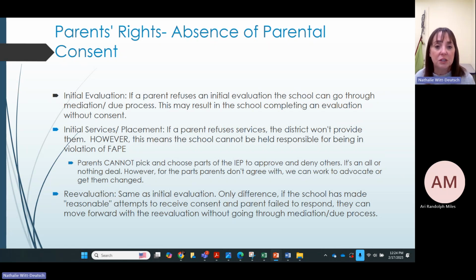And then reevaluation, same as the initial evaluation. The only difference is if the school has made reasonable attempts to receive consent and the parent has failed to respond, they can move forward with a reevaluation without the need of going through mediation or due process. They need to show proof that they have tried to contact you via phone, email, even through regular mail, and all contacts have not been answered to provide that parental consent for a reevaluation. After they've done that, then they can move forward with that.